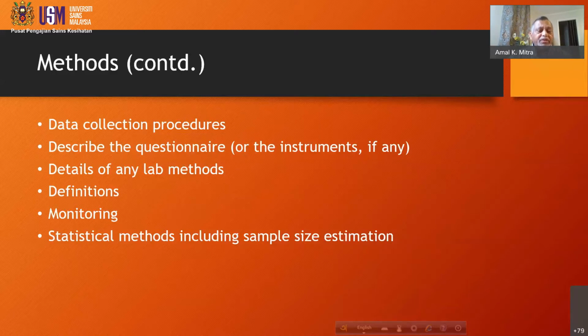You can separate out the sample size estimation part from the statistical method. And we will talk about that in a different session, how to do sample size estimation. So that's part of our method. This is all about method.